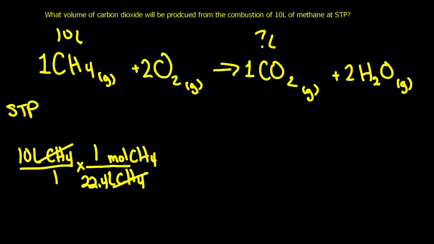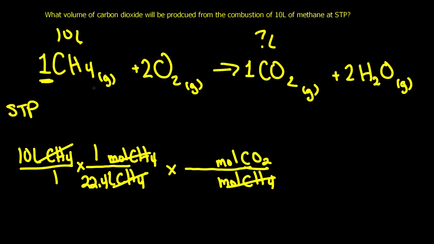Once I've got moles of methane, I want to convert it to moles of carbon dioxide. So let's set up another proportion. Moles of methane go on the bottom since they were on top, and moles of carbon dioxide go on top. The moles of methane cancel out, leaving me with moles of carbon dioxide, but first I do need some values here. That's your balanced equation. There is 1 methane for every 1 carbon dioxide, so that's a 1-to-1 ratio.